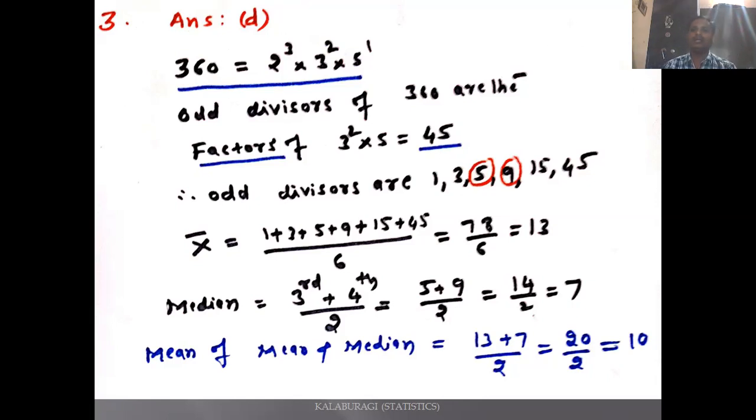Now we have the median and mean of the odd divisors of 360. Now we have to find their mean again. So the mean of 13 and 7 is 13 plus 7 divided by 2, that is 20 divided by 2, which is 10. So the right option will be the fourth option, that is option D.